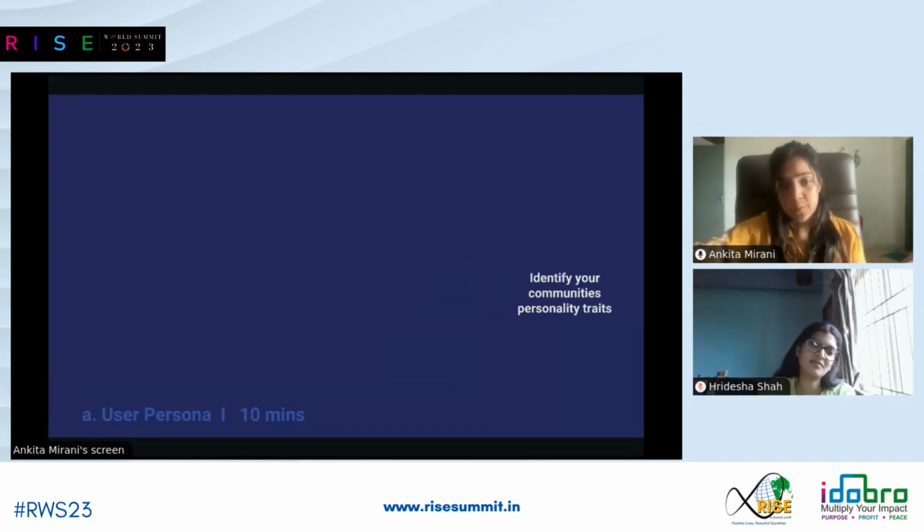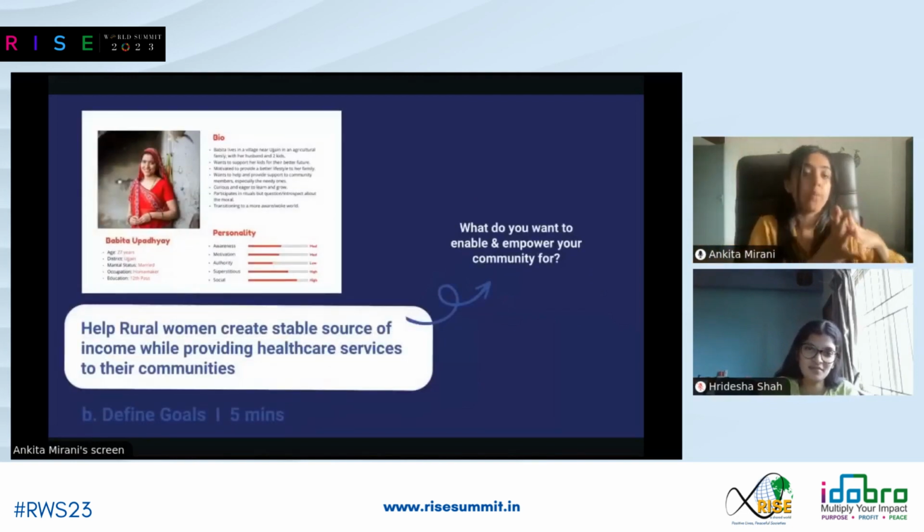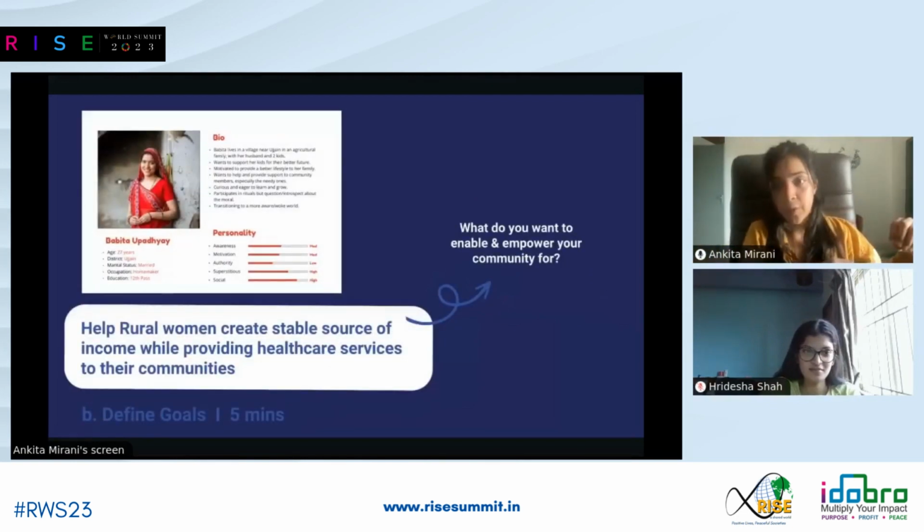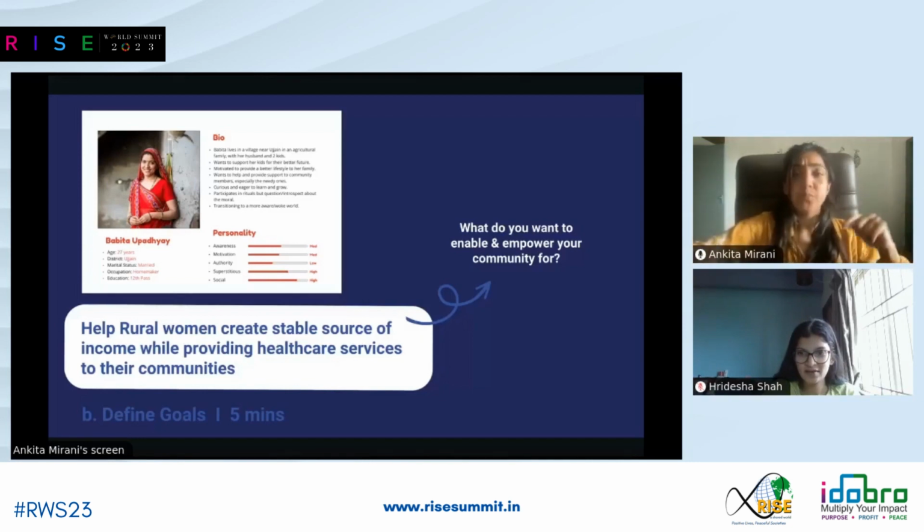Once we've defined the user persona, the second thing that we actually do is define goals for them. So here the lens, or the question that you ask yourself, would be, what do you want to enable and empower for your community, right? As I've already set the context, for us, we wanted to help women create a stable source of income for themselves while providing healthcare services to their communities.